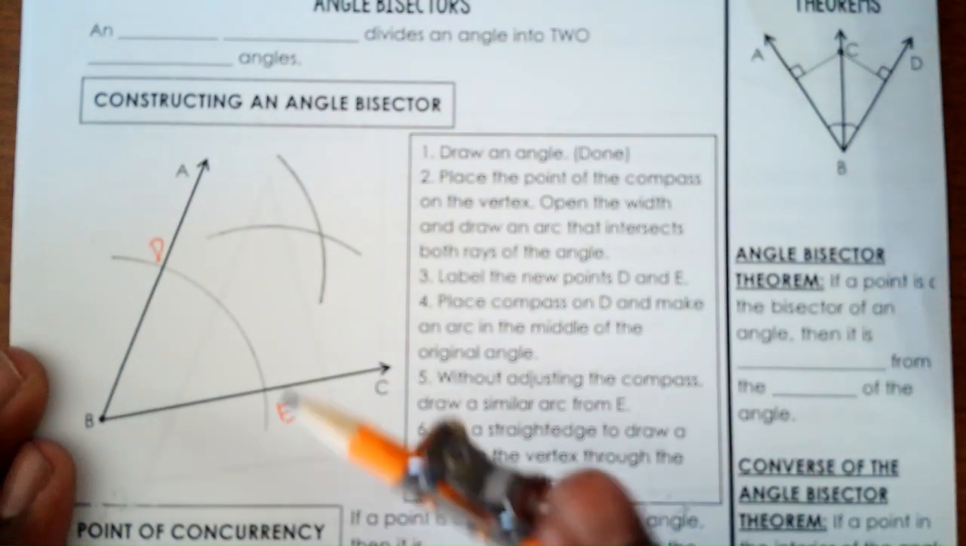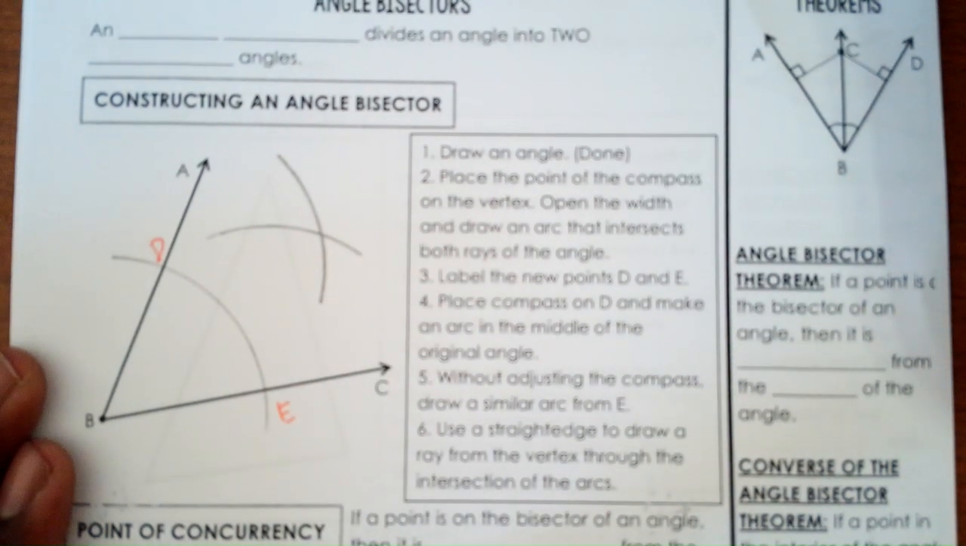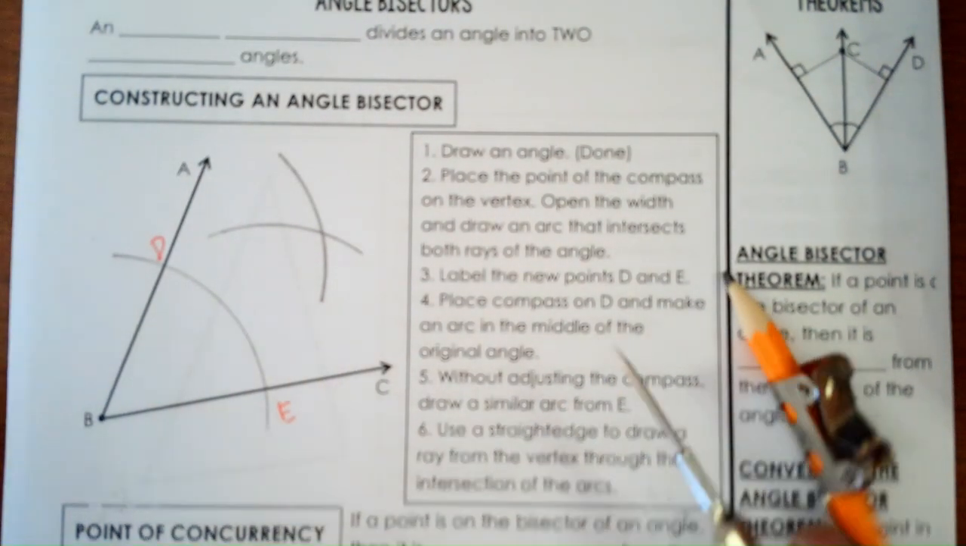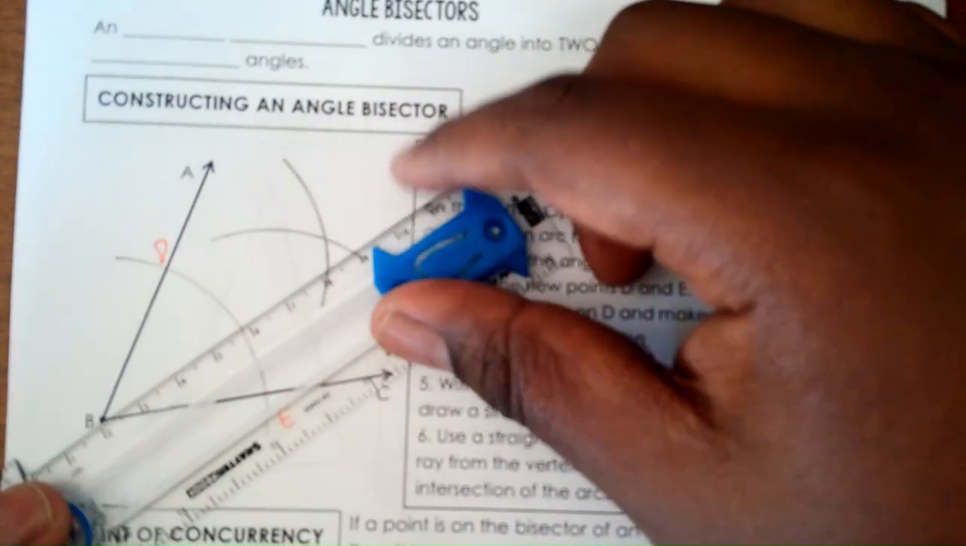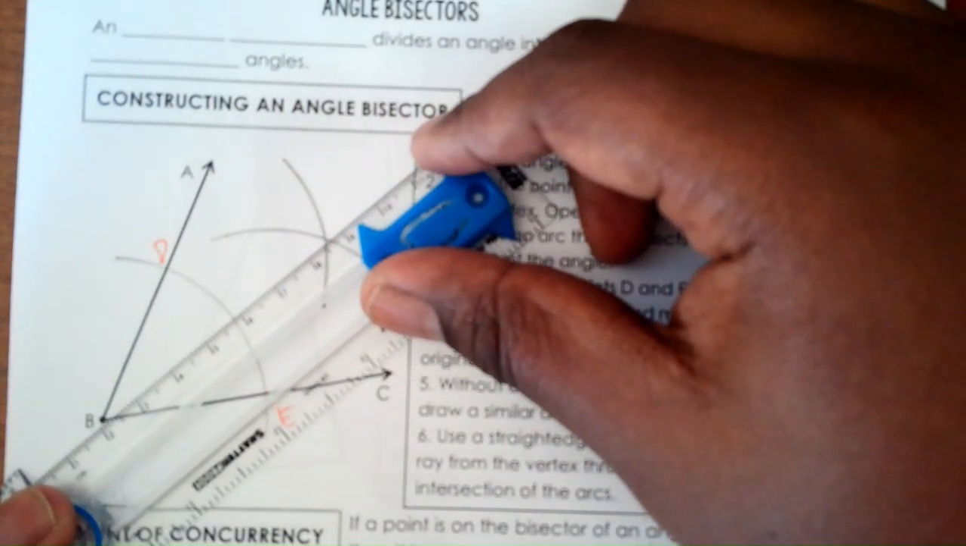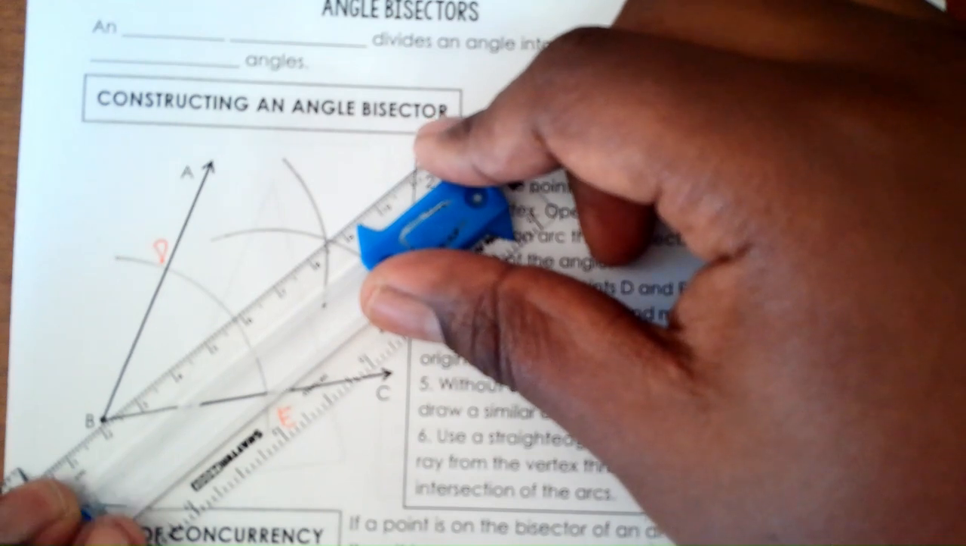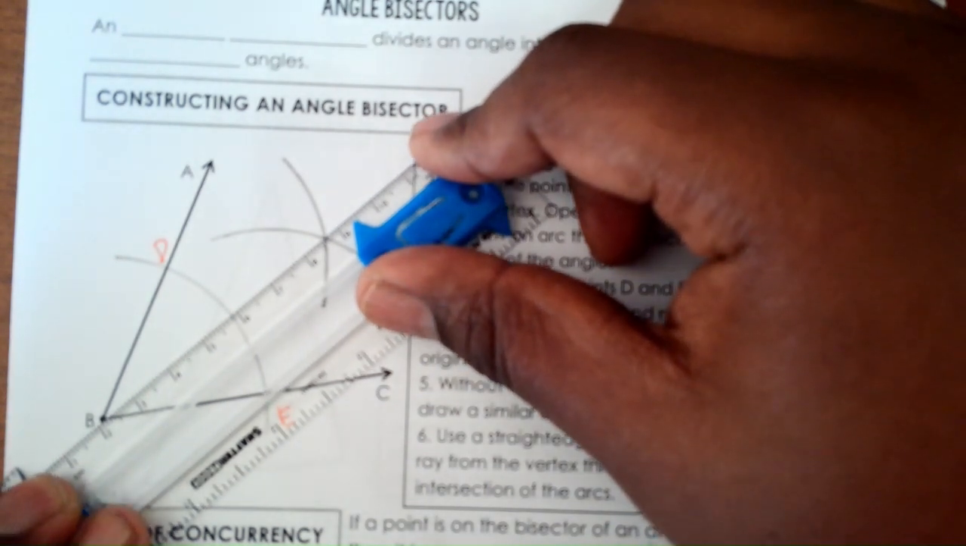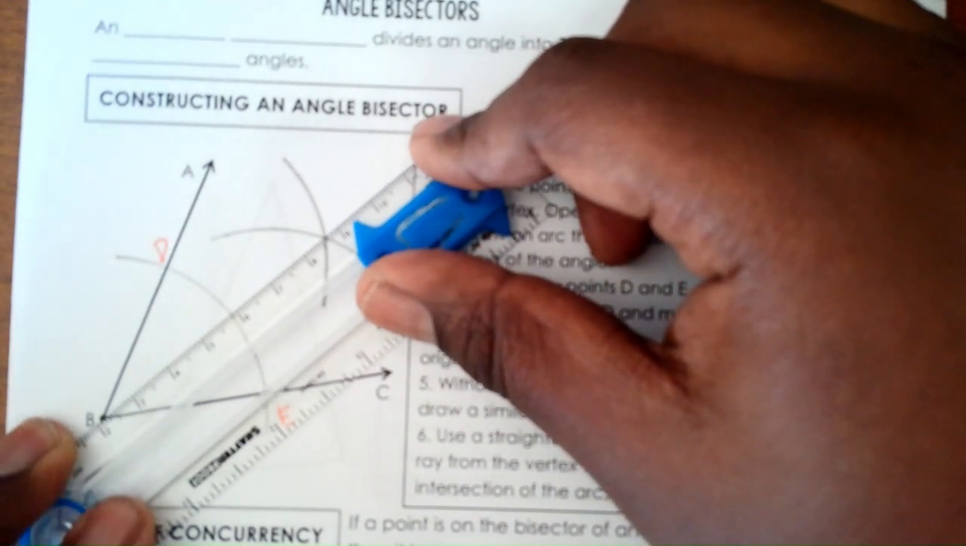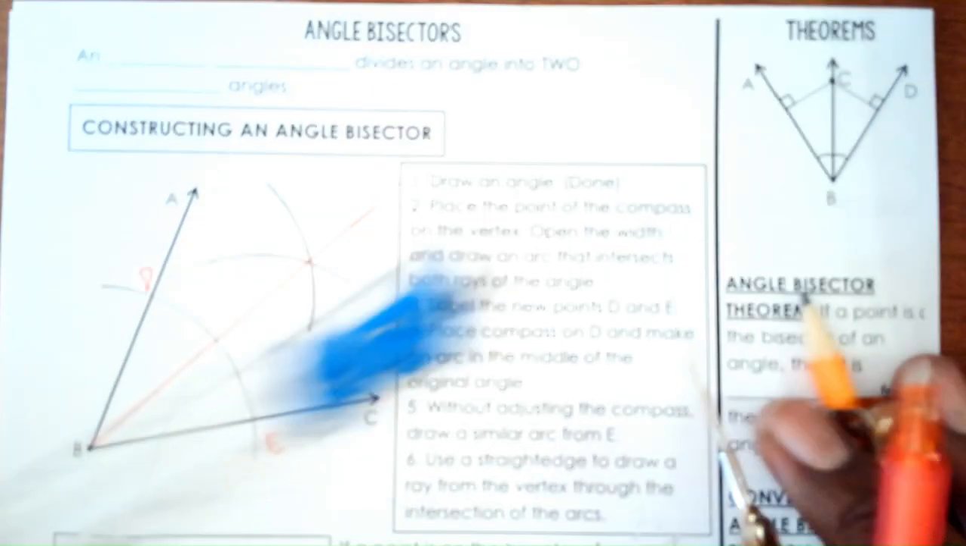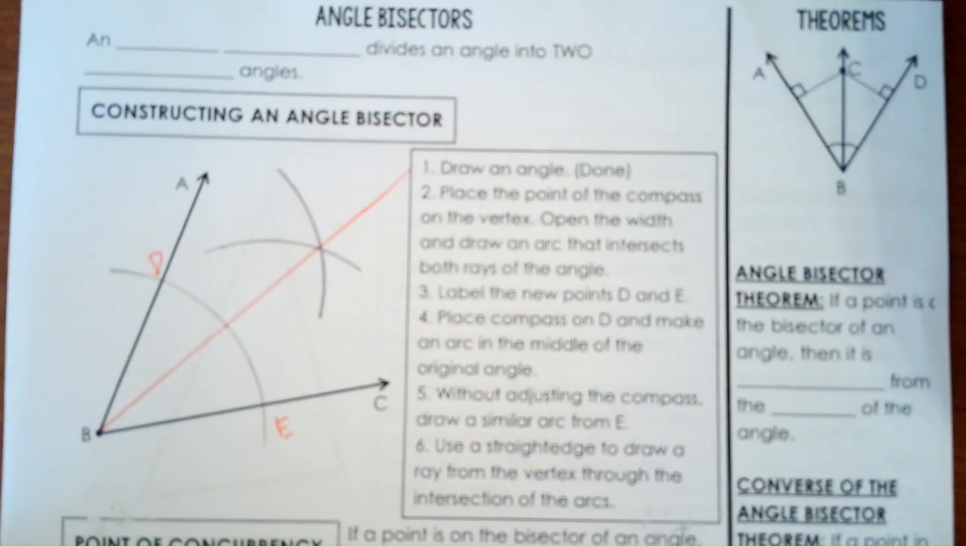Now, once I have these two arcs intersecting here, I take a straight edge or a ruler or just something that's straight and draw a line connecting from our vertex to that intersection. So here's our line. And this line has actually cut this angle in half.